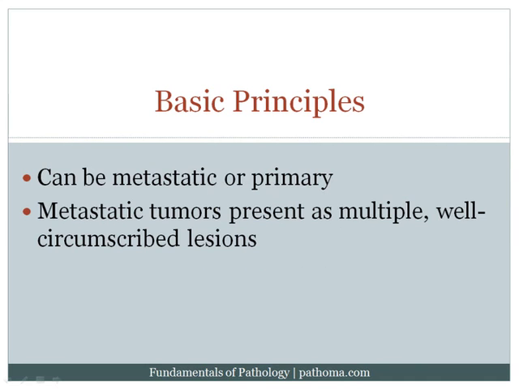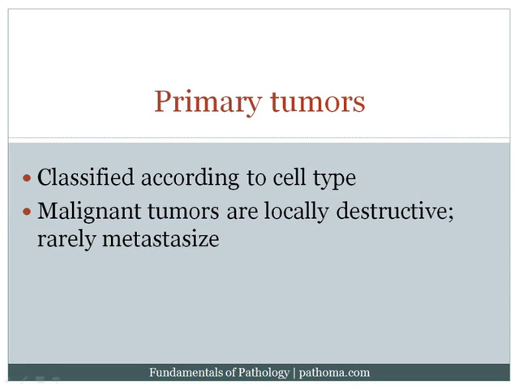And the three most common sources that like to go to the brain are lung cancer, breast cancer, and kidney cancer. So those are the big three. Primary tumors of the central nervous system are classified according to cell type, and it's very important to note that when you have a malignant primary tumor, it's locally destructive. However, it usually will not spread outside of the central nervous system.